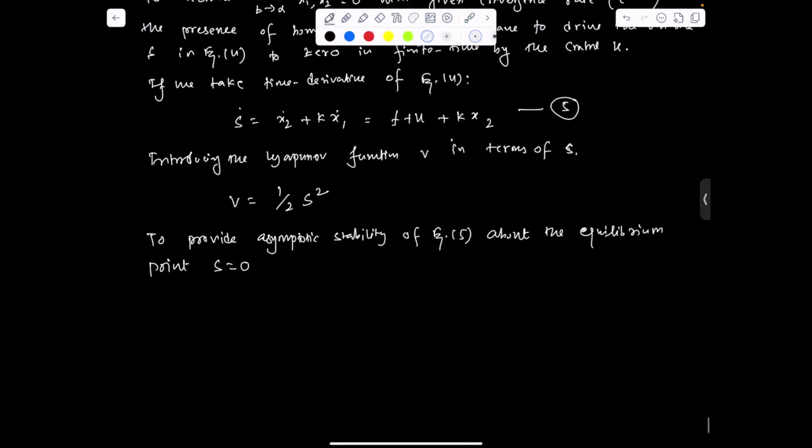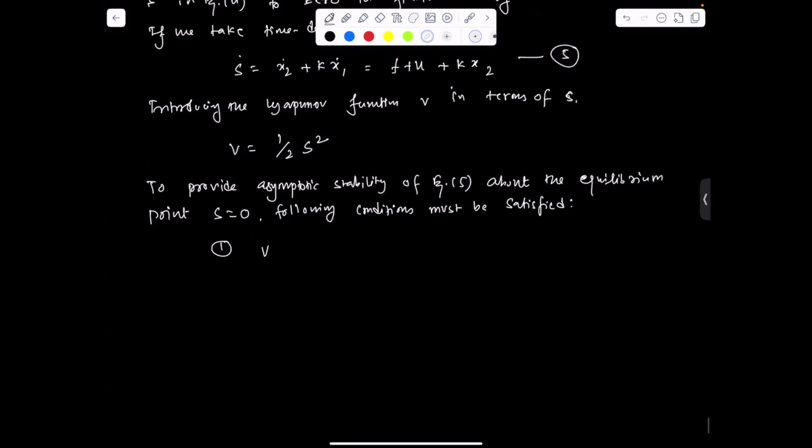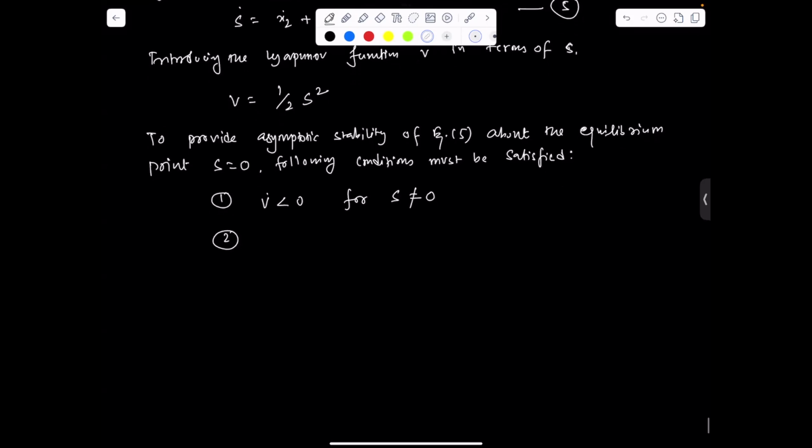So we can write the following conditions must be satisfied, which are basically: first condition is V dot less than 0 for s not equal to 0, and second condition, limit mod s goes to infinity and V also goes to infinity. This we have already done while studying the Lyapunov stability theorem.